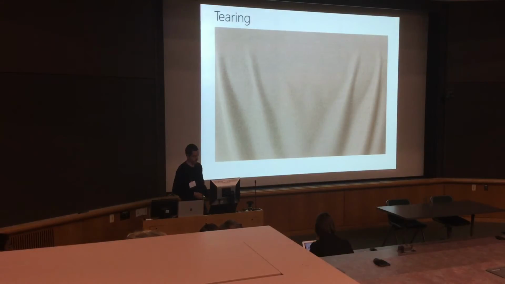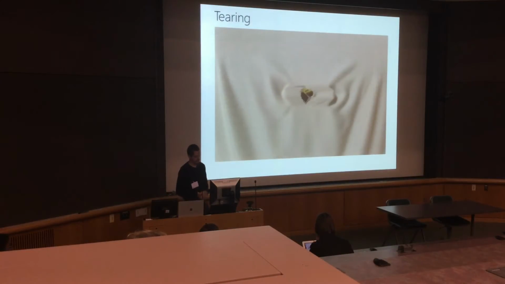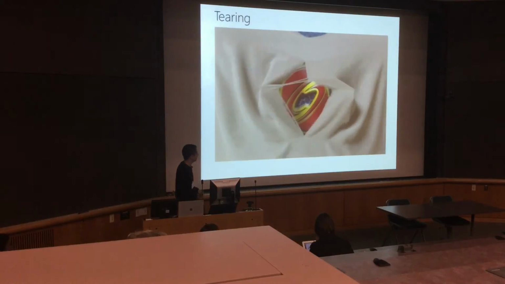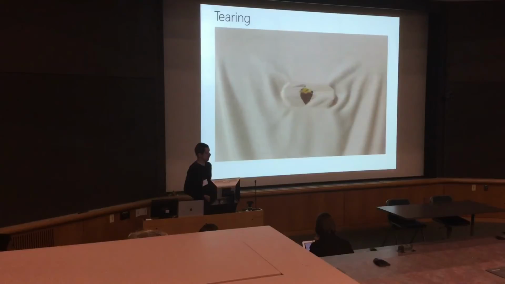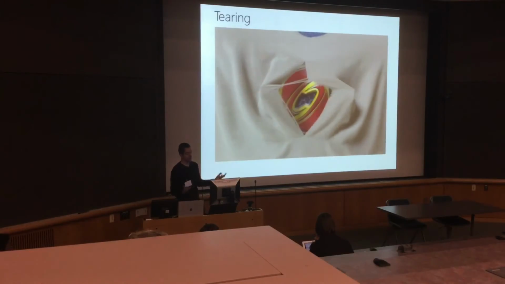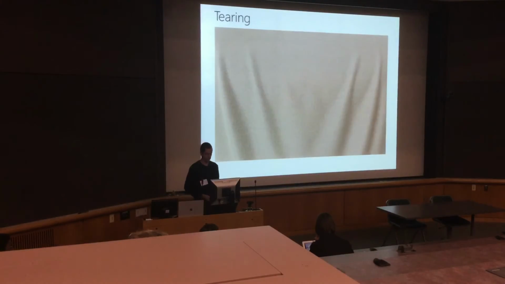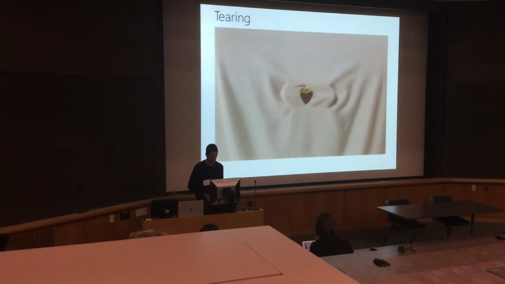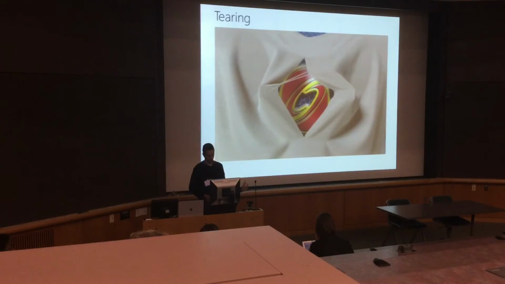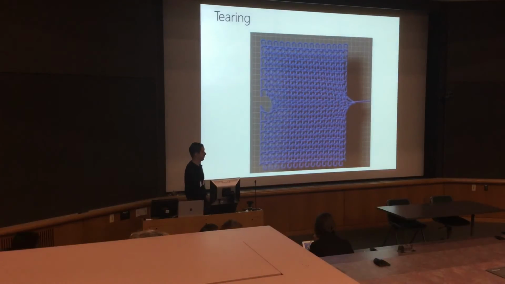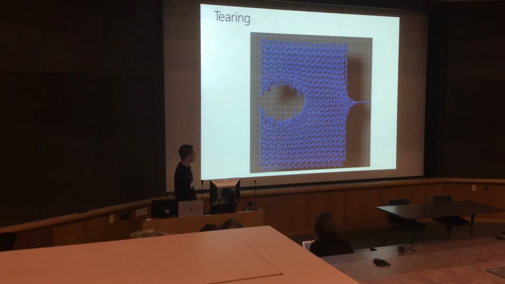Other examples, tearing. So naturally now we can just cut the yarns when we pull the cloth. You have all the nice effects of loose yarns, frayed edges, anything that comes for free with the model basically because we're doing yarn level instead of just using a bunch of triangles. This is woven cloth. Now another example of knitted cloth. You can see the loops unraveling as we pull.